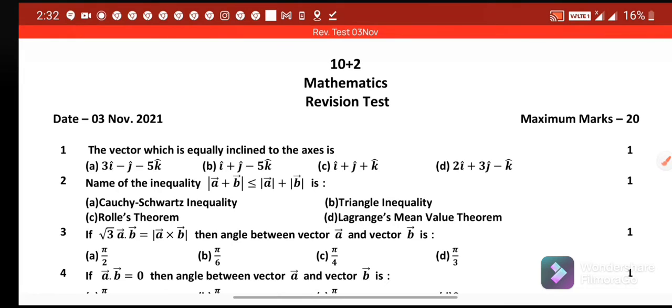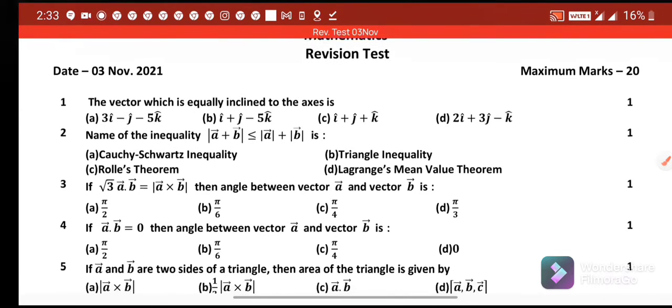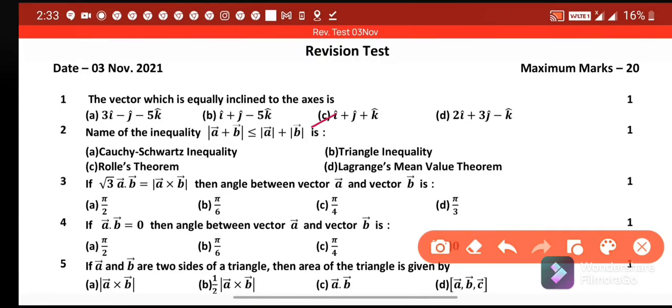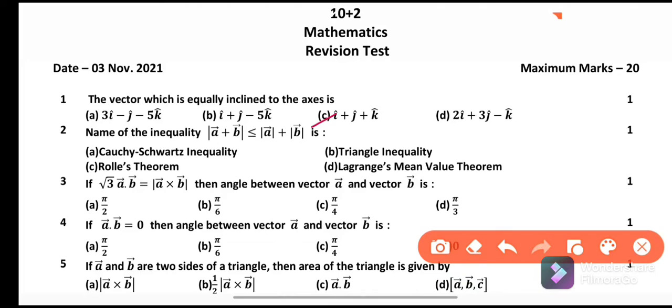So let's begin. First question: the vector which is equally inclined to the axes is, and the answer is option C, because for the vector which is equally inclined to all axes, the coefficients of i cap, j cap and k cap are equal. So C is the correct option.